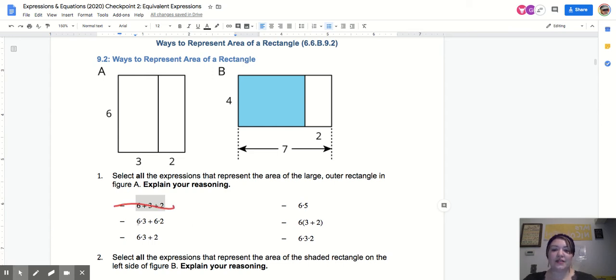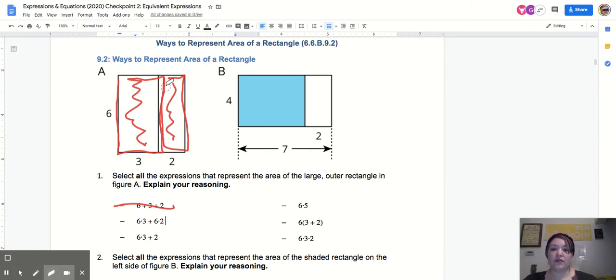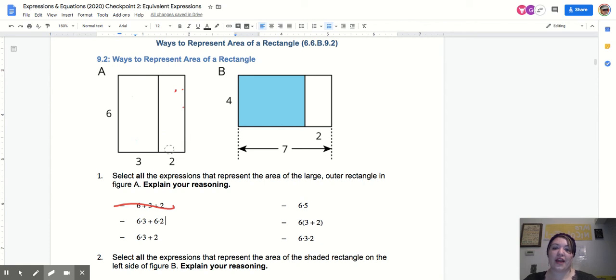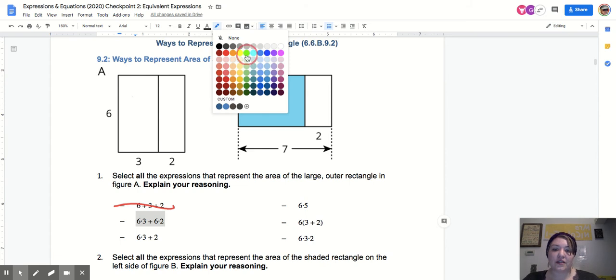Next, we look at 6 times 3 plus 6 times 2. That would be 6 times 3, this area, and 6 times 2, this area. So that one would work. So we'll highlight that, as we can see that that area in this section, 6 times 3, 18, 6 times 2, 12, all together is 30. So highlight that with me now as one of the expressions that represents that area.